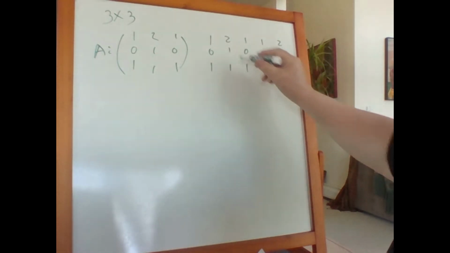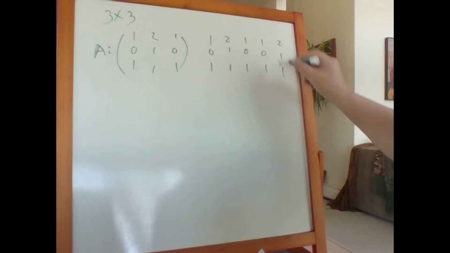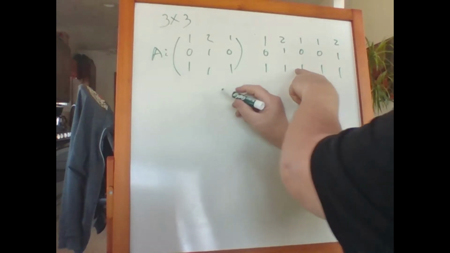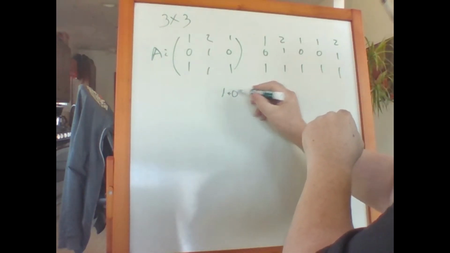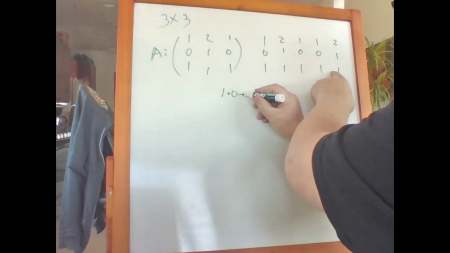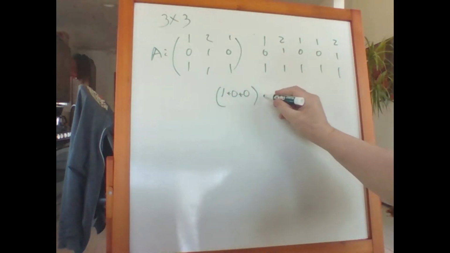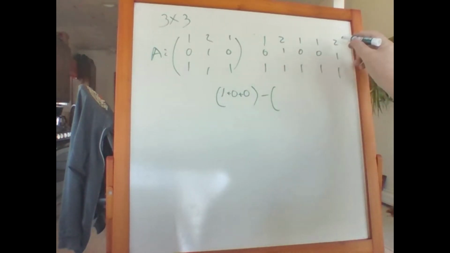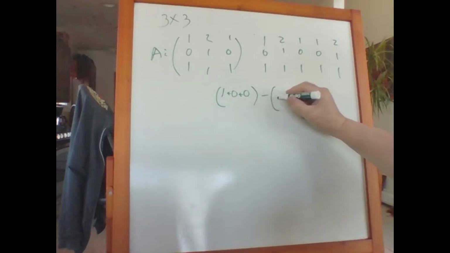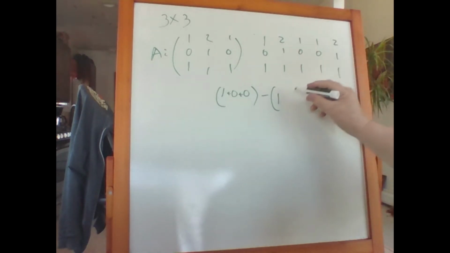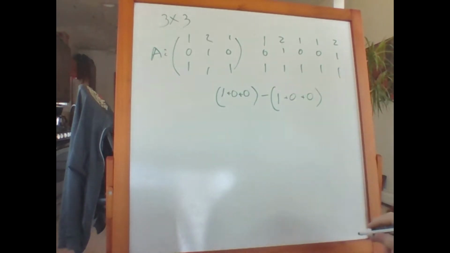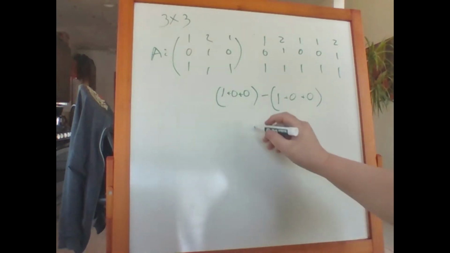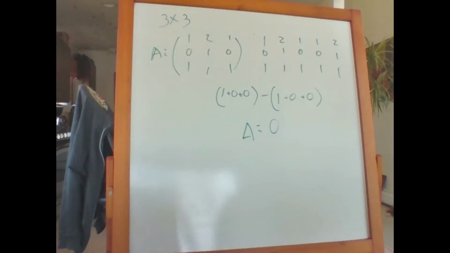And then I multiplied these diagonals through this. So this is 1 times 1 times 1. So that's 1. And 2 times 0 times 1 is 0. 1 times 0 times 1 is 0. And then when we go this direction, those diagonals, it's negative. So we have 1 times 1 times 1 is 1. And we got 1 times 0 times 1 is 0. And 1 times 0 times 2 is 0. And it just so happens that the determinant of this is 0. So this doesn't have a determinant.